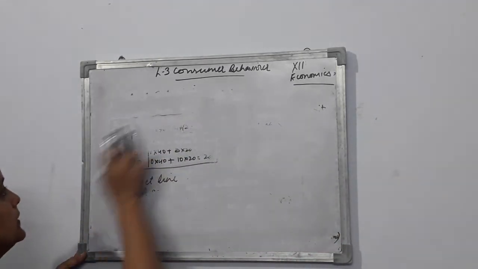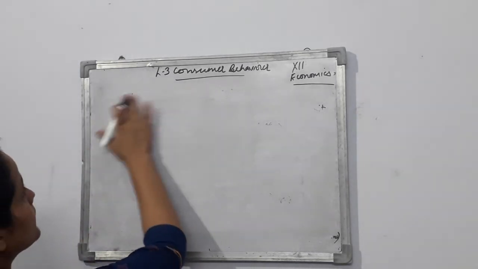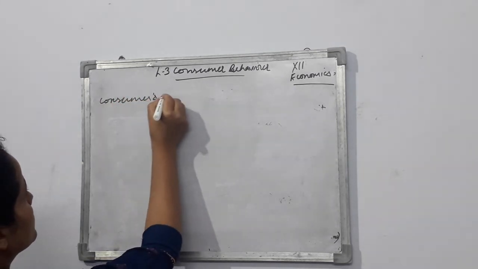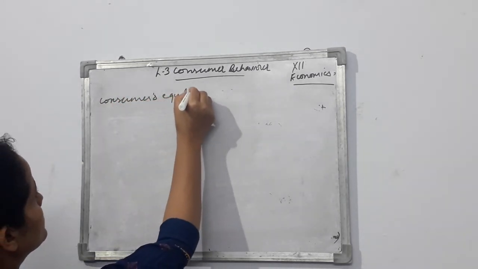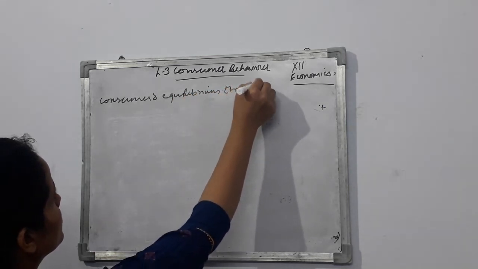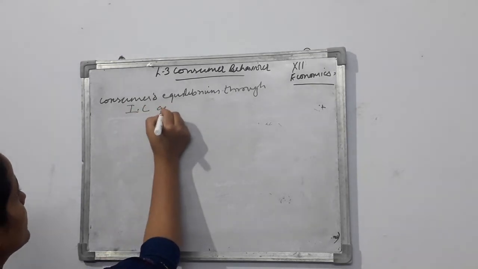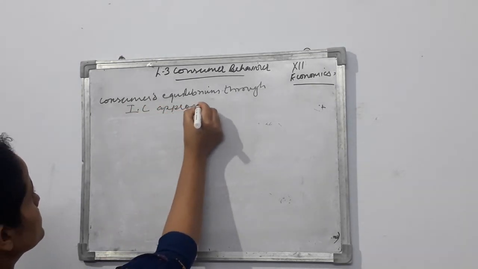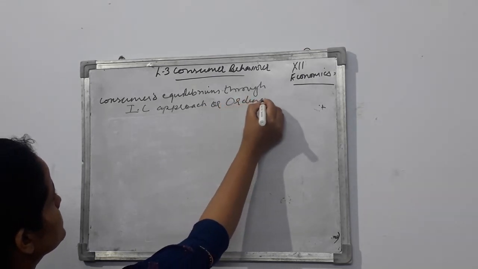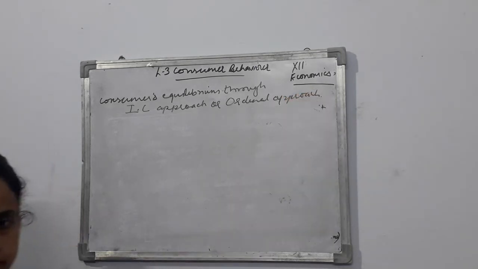Now let's study what? Consumers equilibrium. Now the main topic is consumers equilibrium through indifference curve approach or ordinal approach. Right?